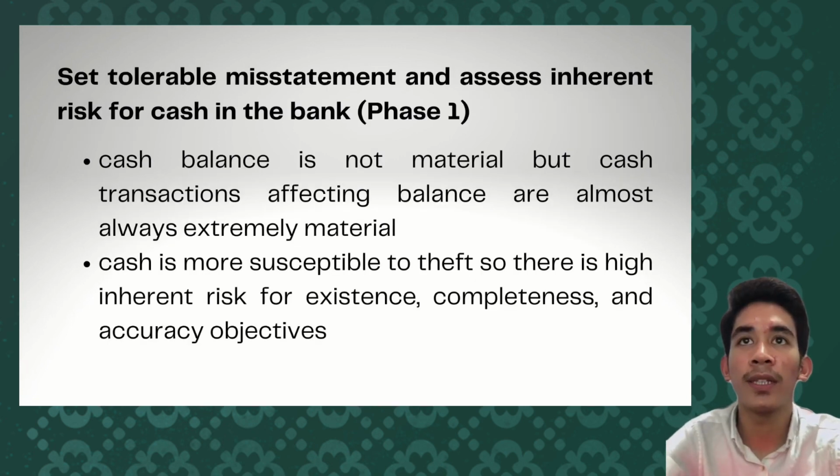The second one is to set tolerable misstatement and assess inherent risk for cash in bank. The cash balance is not material, but cash transactions affecting the balance are almost always extremely material, which increases the chance of material misstatement in the amount of cash. Cash is more susceptible to theft, so there is high inherent risk for the existence, completeness, and accuracy objectives.